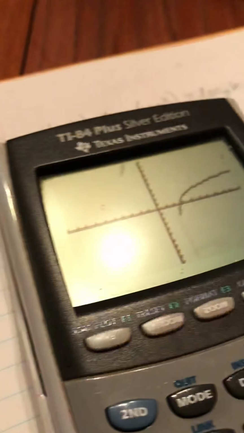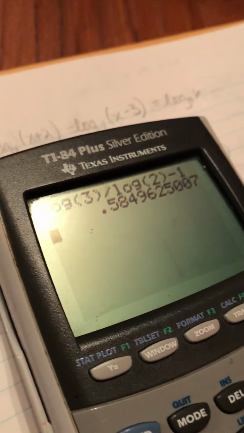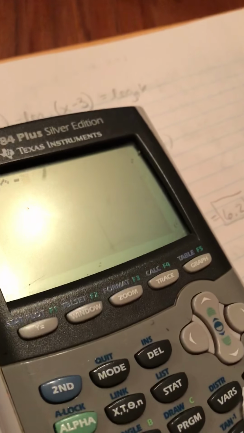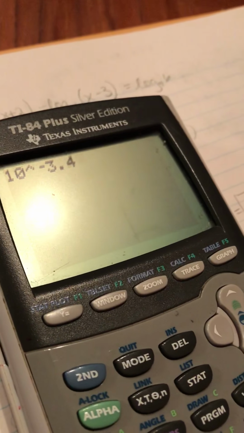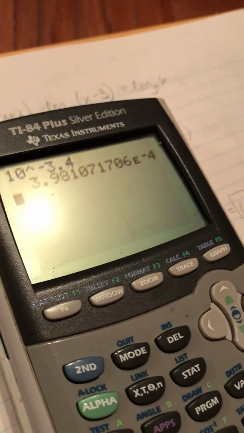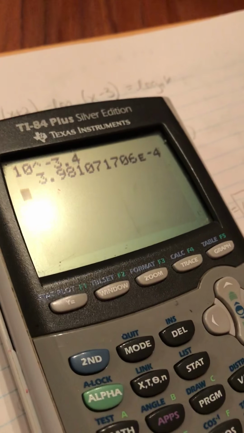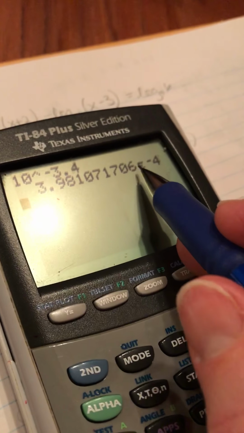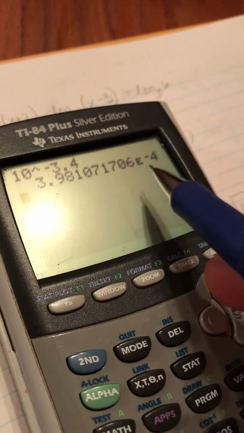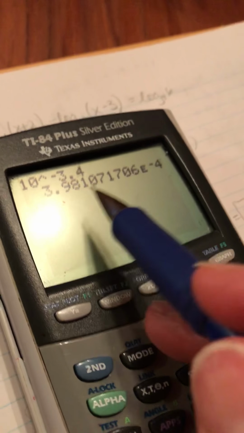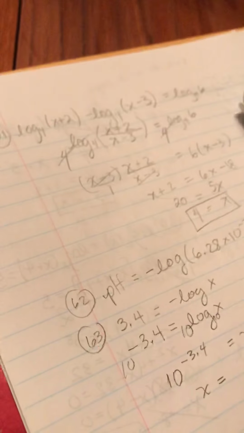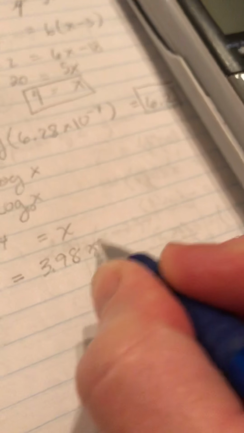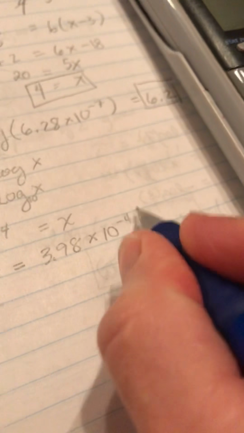Here, let me use this calculator. It doesn't glare as much. So 10 to the negative pH is basically how you figure out the hydronium ion concentration. So that's 3.98 times 10 to the negative fourth. All right, so remember that you've got this decimal, and then this E is for exponential or scientific notation, and that gives you the power of 10. So it's 3.98 times 10 to the negative fourth is the proper scientific notation for that hydronium ion concentration.